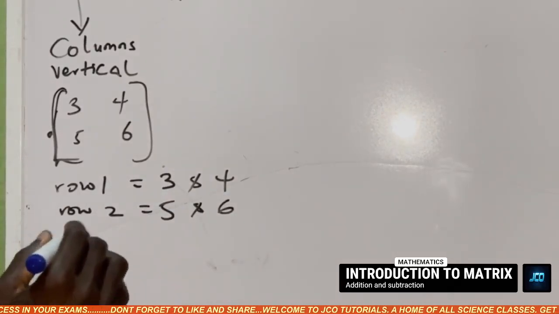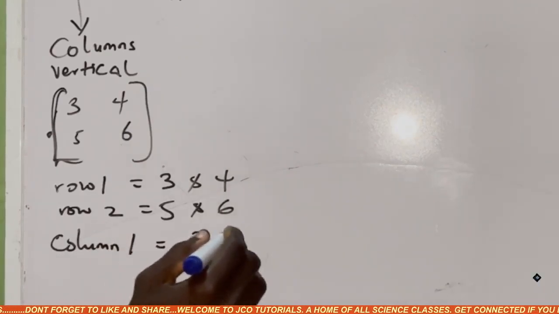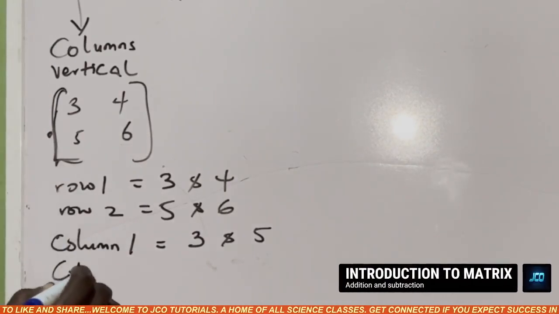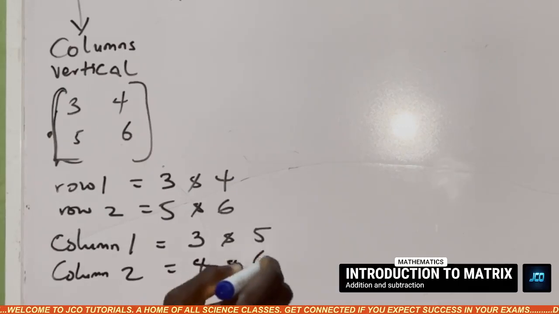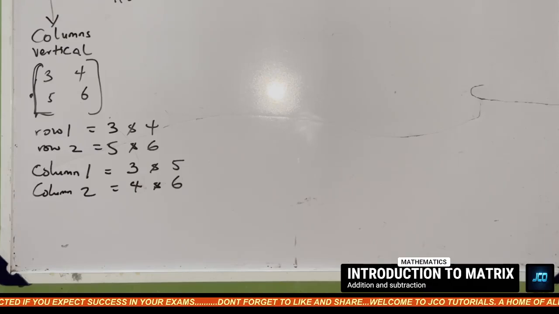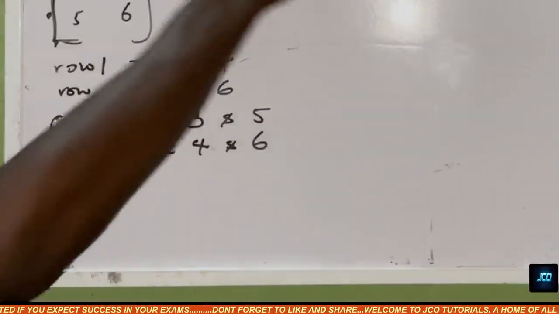Meanwhile, column 1 is 3 and 5. That's this first column. Column 2 is what? 4 and 6. So these are the very important things you must understand in a matrix: the rows and the columns. There are several types of matrix which we look at.